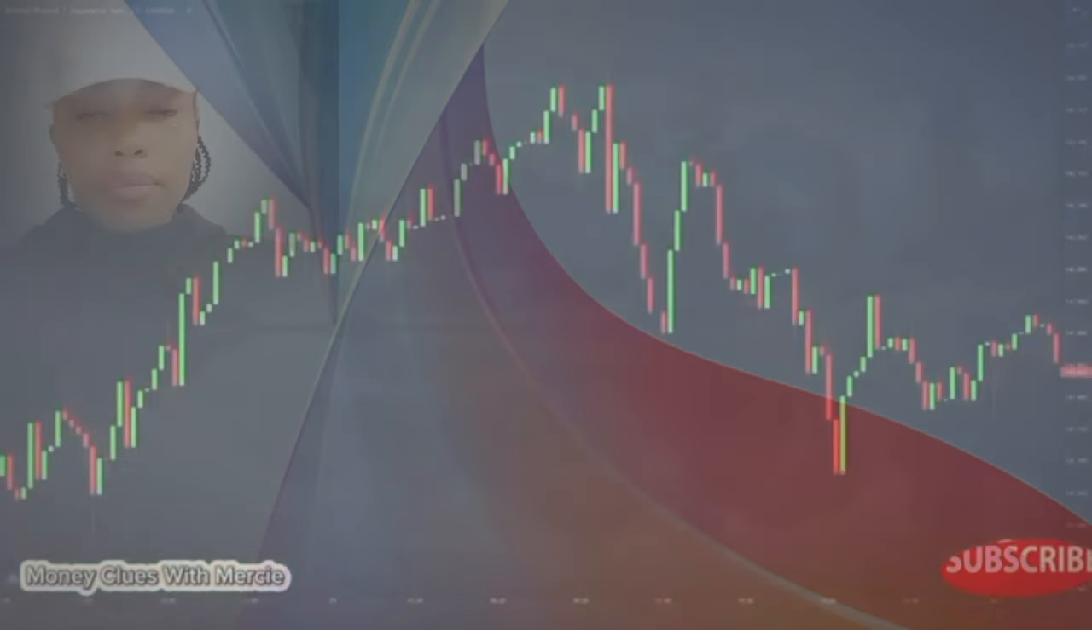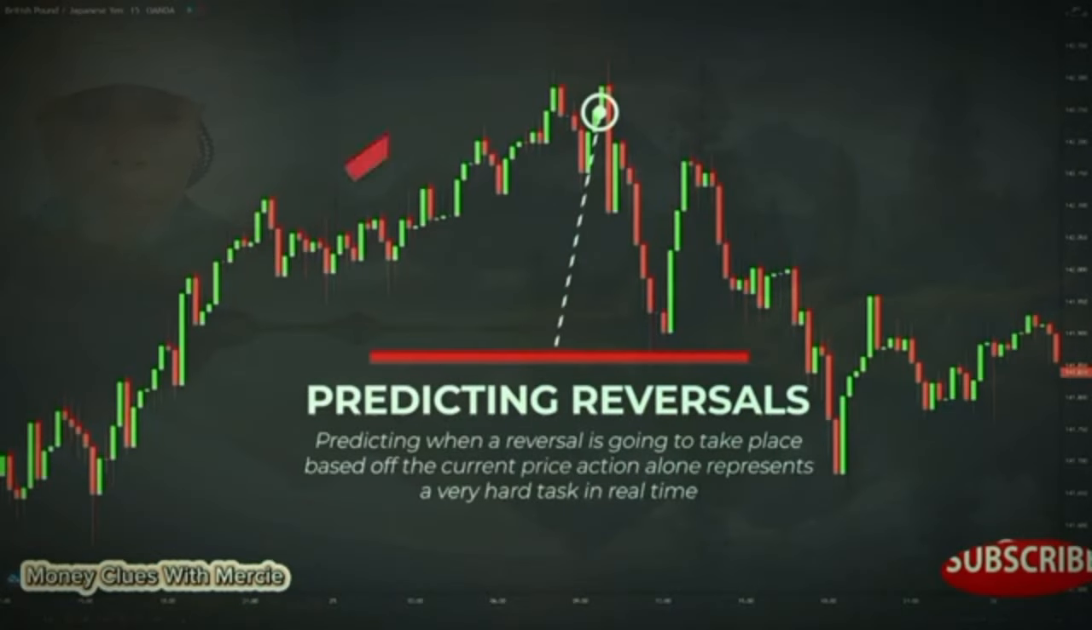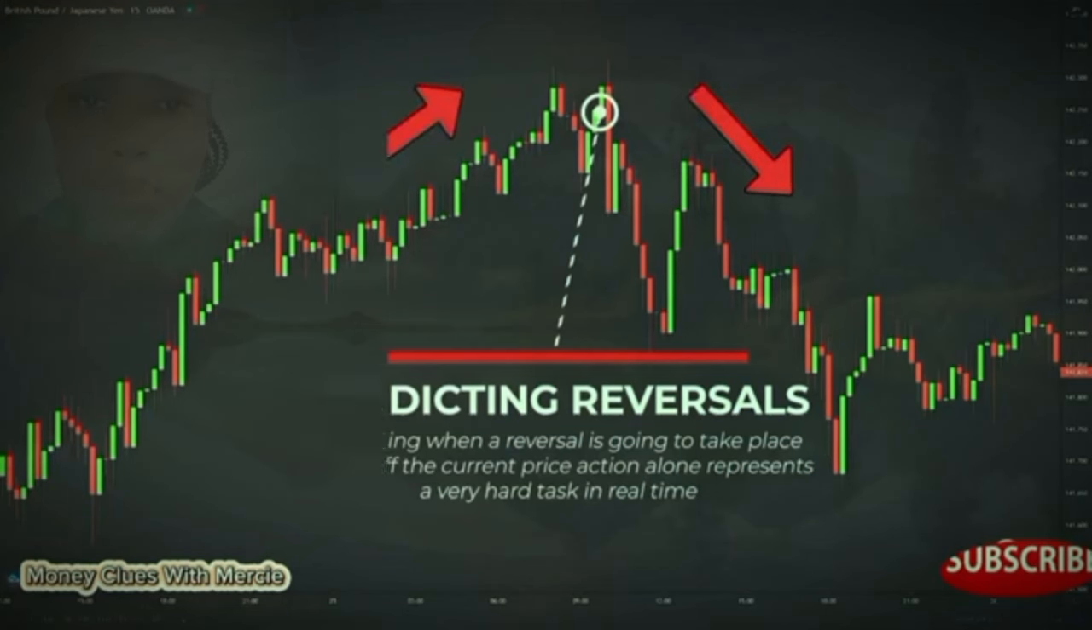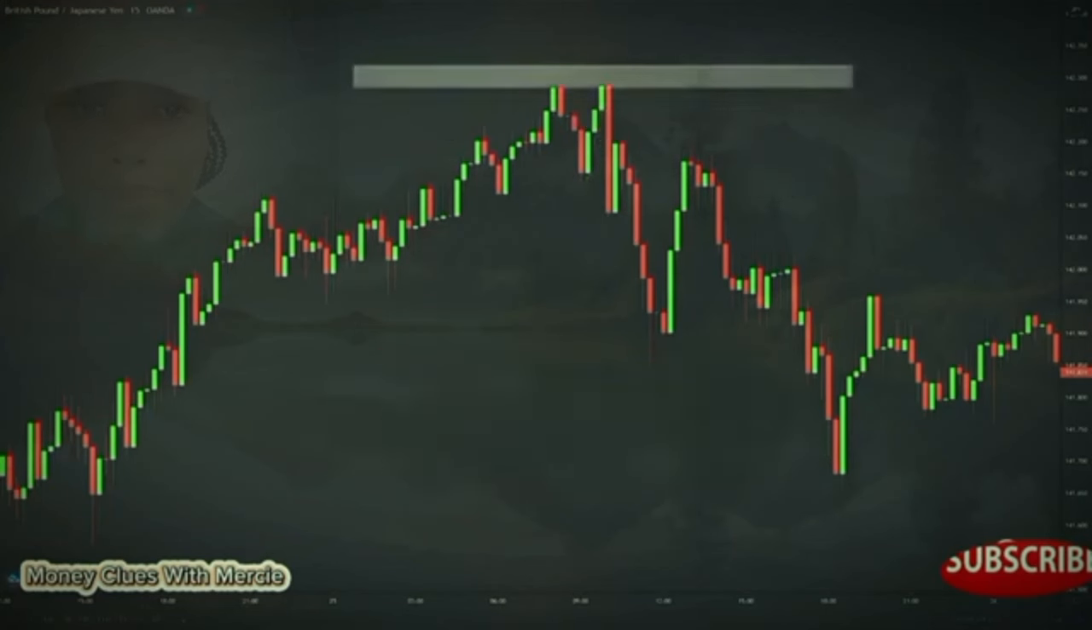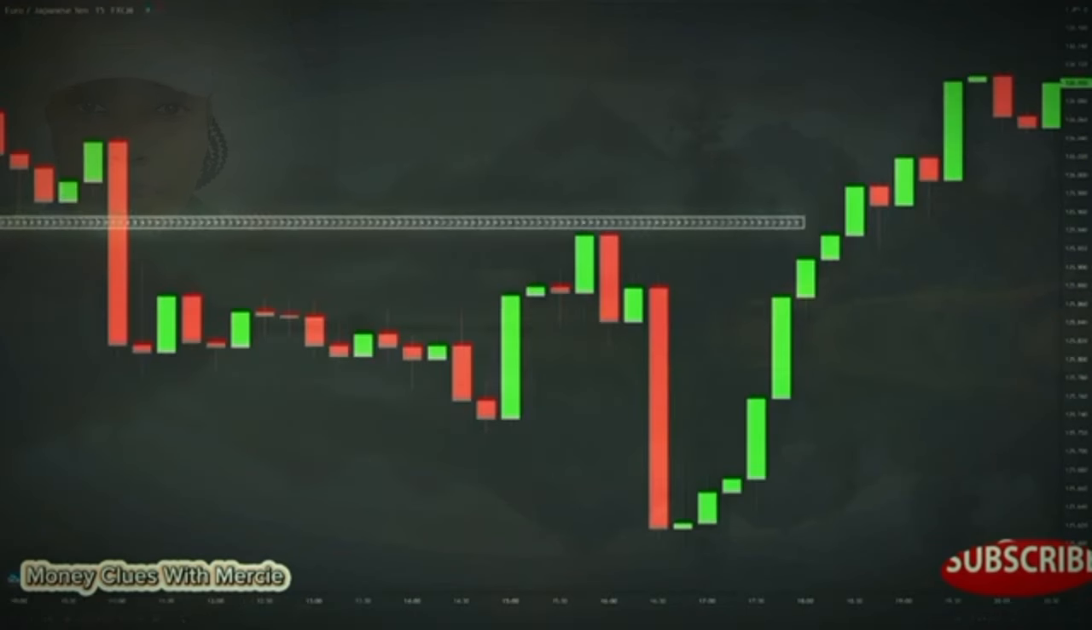Predicting when a market reversal is going to take place is the goal of many price action traders. Unfortunately, there aren't many ways to actually predict when a reversal is going to take place based on the current price action alone. Most methods involve watching for a reversal to begin upon the market reaching a price point drawn from the past, like a support or resistance level or a supply or demand zone. When the market reaches a level or a zone, traders will look for signs that suggest a reversal is about to begin in the market.